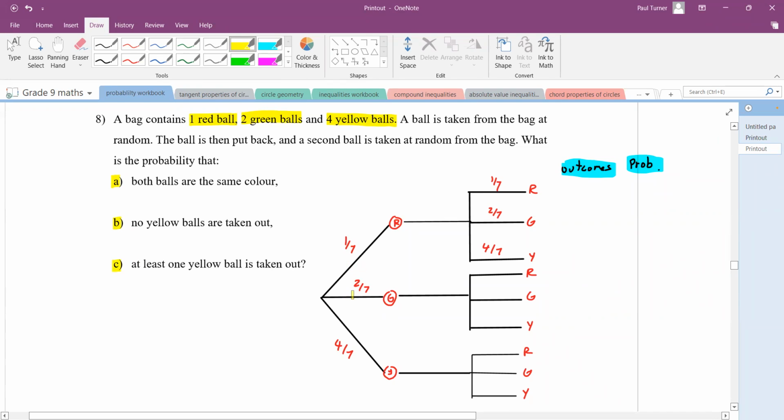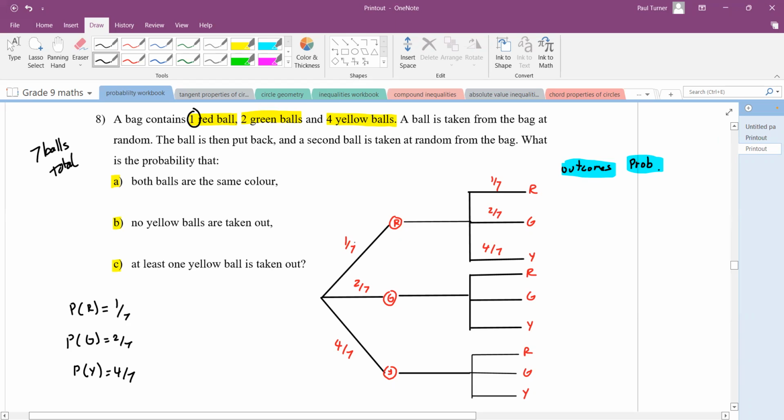So I've already partially made the tree, and to show you where these numbers came from, to work out the probability of a red ball, when you take one out, we have 1 red ball, and we have a total of 7 balls in total. So your chance of taking a red ball is 1 out of 7. Your probability of taking a green ball is 2 out of 7. And the probability of a yellow ball is 4 out of 7. So that's your probability for any given ball that it will be that color.